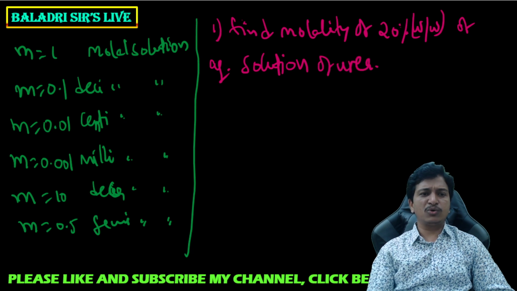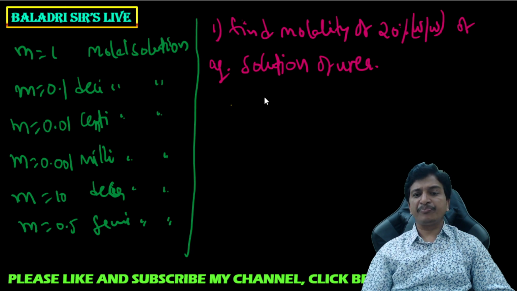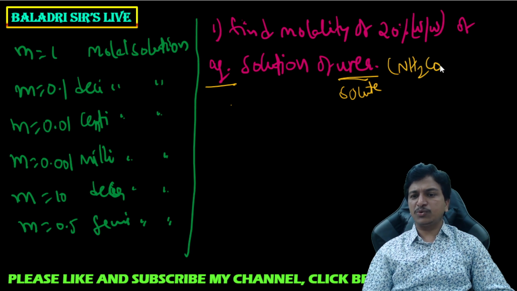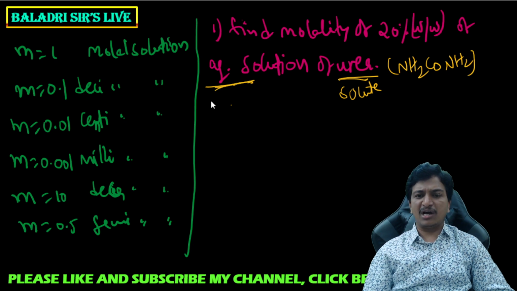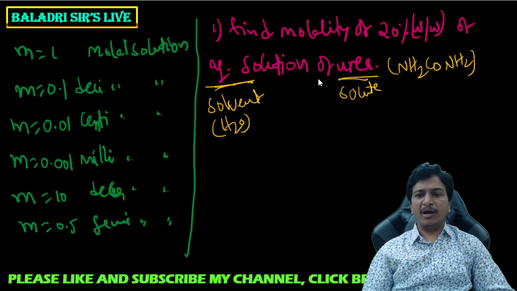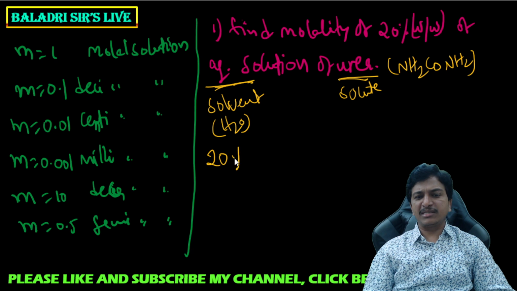Now here first we have to know, when a question is given, what this solution is, and in this solution what is solute and what is solvent. Aqueous solution of urea means urea is the solute, and urea formula is NH2CONH2. Next, aqueous solution means water is the solvent. Aqueous means water. Solvent is water.